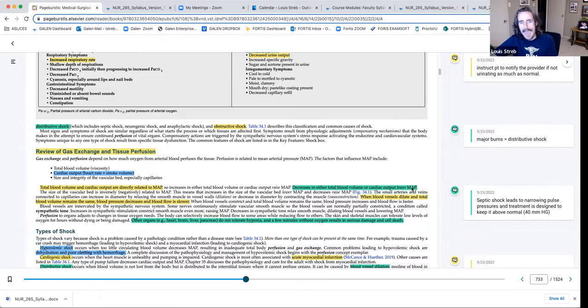When blood vessels dilate, the total blood volume remains the same, right? When they dilate, the volume's the same. But what happens to the pressure? It decreases. Because there's no pressure pushing it through. Blood pressure decreases, blood flow is slower. Y'all, that is what we're gonna call that distributive type shock. When the blood vessel starts to dilate, it decreases your mean arterial pressure. So septic shock leads to narrowing pulse pressures.